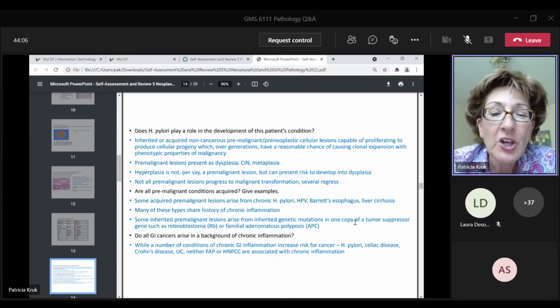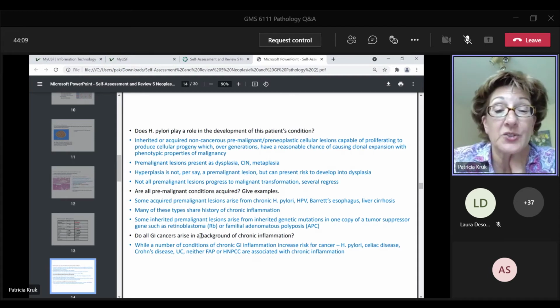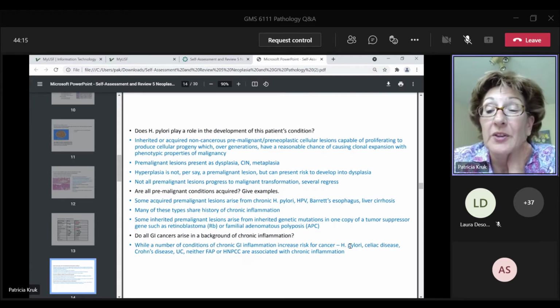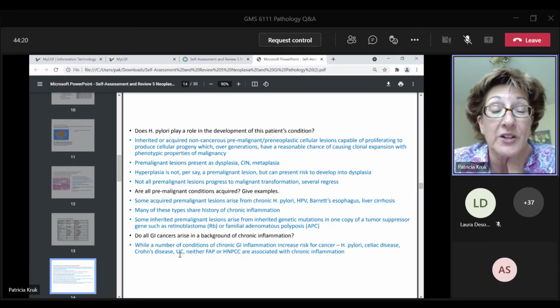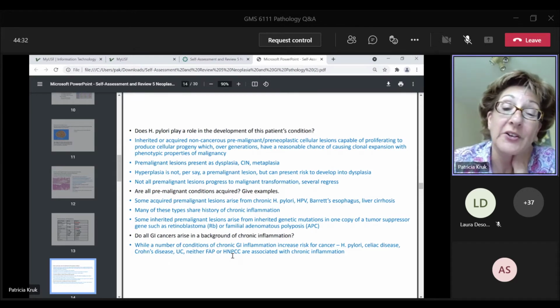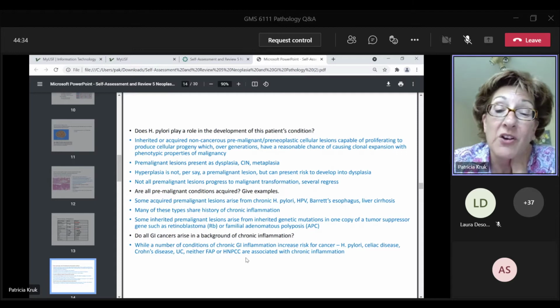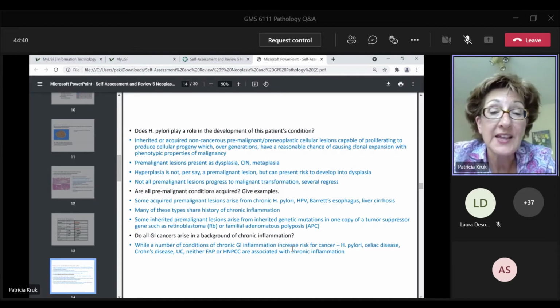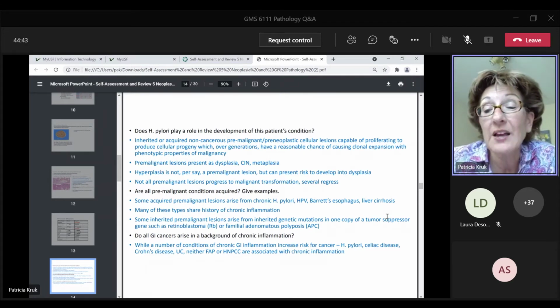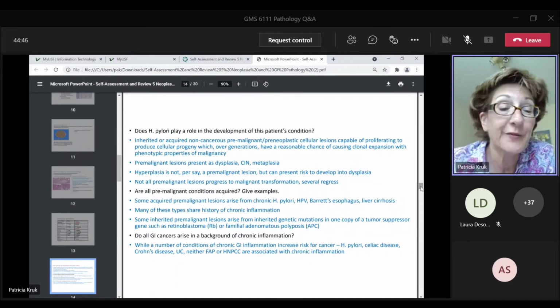Okay? So again, in the case of GIs, do all cancers occur in the background of chronic inflammation? A lot of them do. Anything with H. pylori, celiac disease, Crohn's disease, a lot of these cause chronic inflammation that can increase the risk of malignant transformation. However, a lot of these inherited genetic conditions like FAP or hereditary non-polyposis coli are not as typically associated with chronic inflammation. All of a sudden, these cancers just arise, all right? So they don't have to have a background of prolonged chronic inflammation.